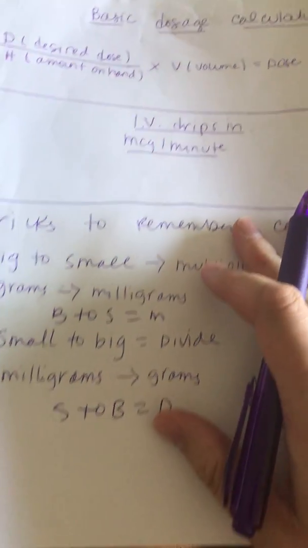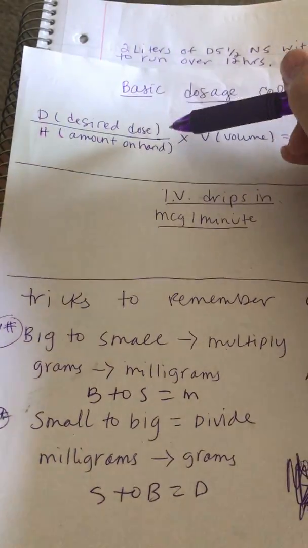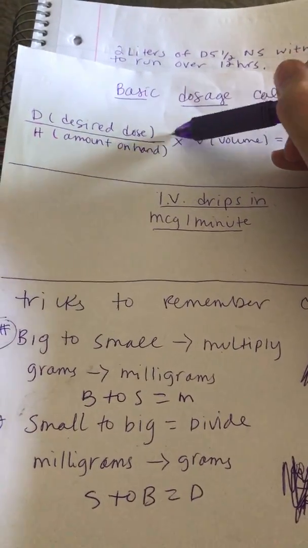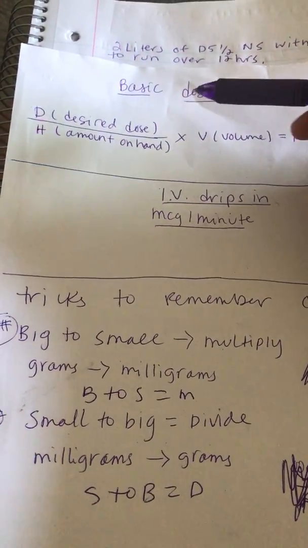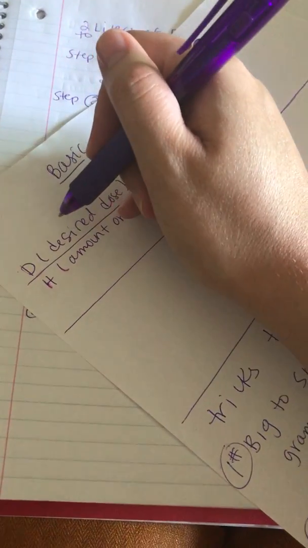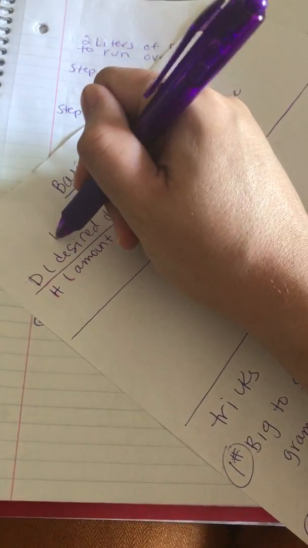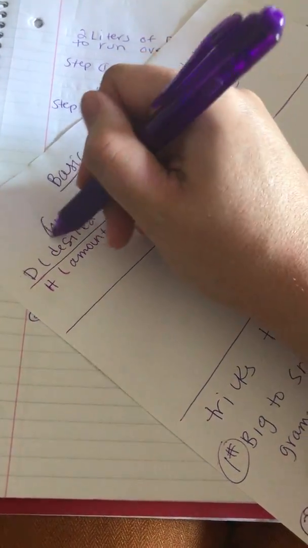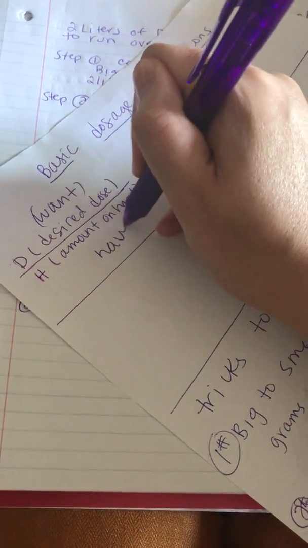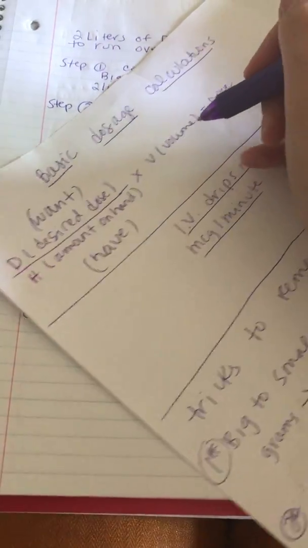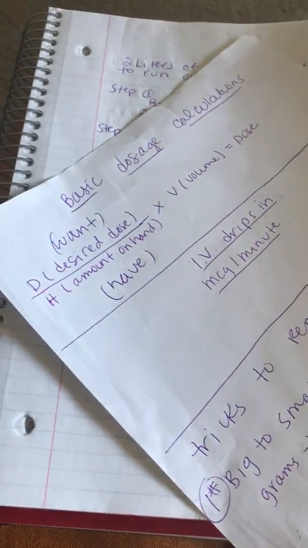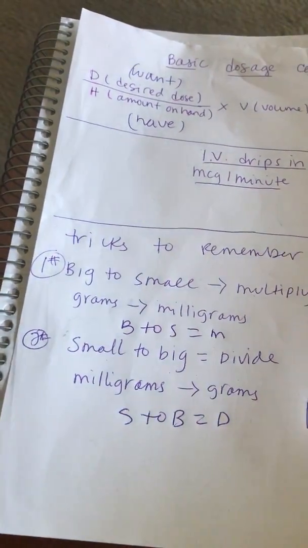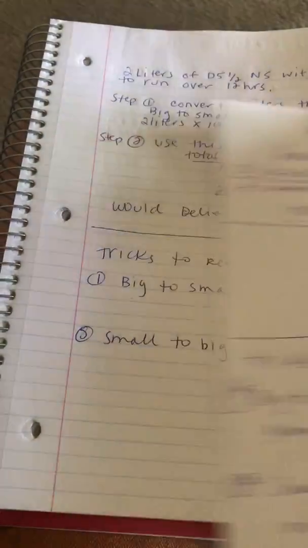Let's see. And this one up here is something that the way I remember it. I know people also like to do want over have times volume. That's also another one. Yeah, so that's my little trick to that.